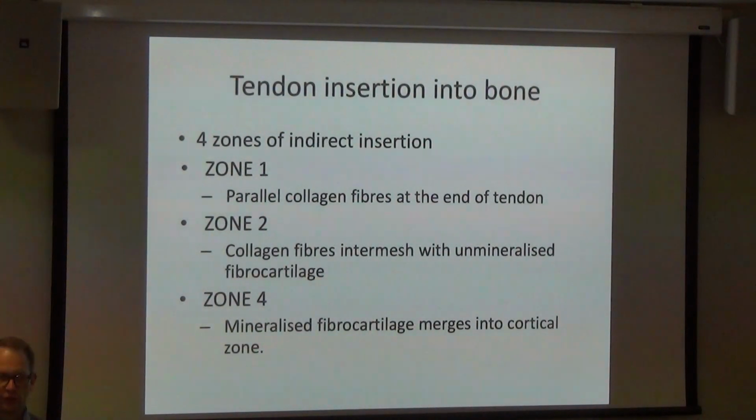Zone 1 is where all the collagen fibres have spread out from a delta-type structure to form a nice long tendon from the musculotendinous junction. The collagen fibres are nice and straight, parallel, and pointing towards the insertion. Zone 2 is where in between all the collagen fibres, you begin to see finger-like projections of fibrocartilage invading in between the nice, regimental, military parallel lines of the collagen.